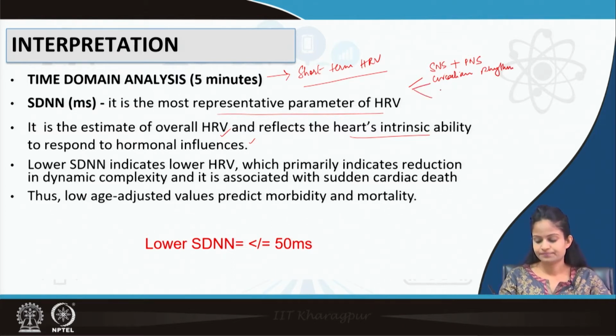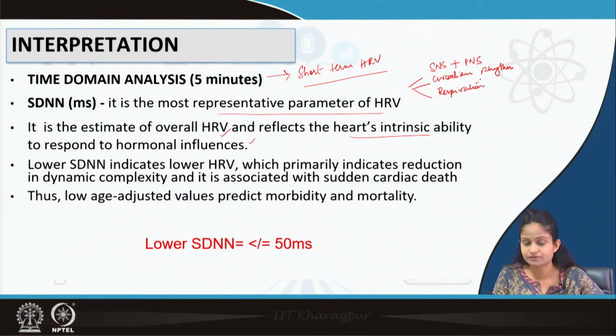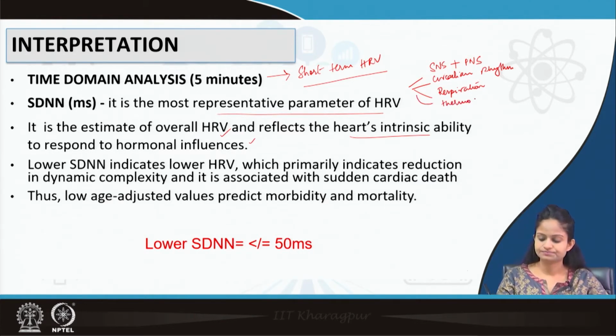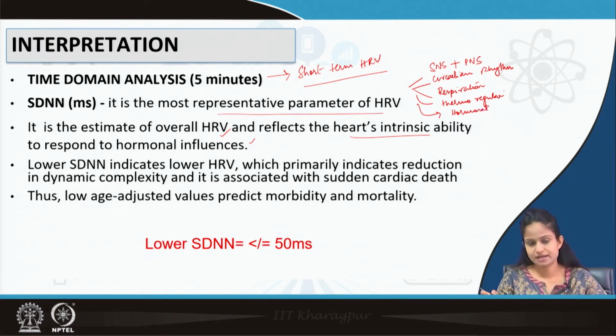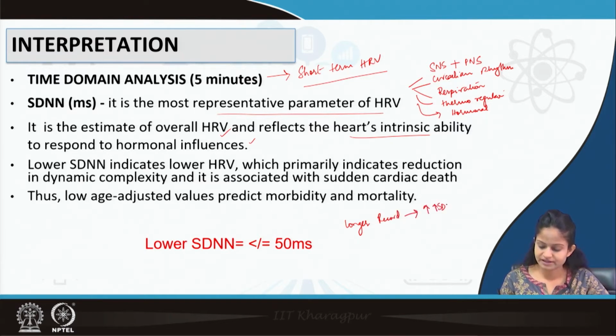Then it includes respiration, how the respiratory influences are there in the heart rate variations, then thermoregulation, as well as the neuroendocrine or the hormonal influences. So, all the cyclical variations are usually reflected in this SDNN parameter. And also I had told you this SDNN parameter is dependent on the length of the recording. The longer the recording, that gives rise to higher values of SDNN.